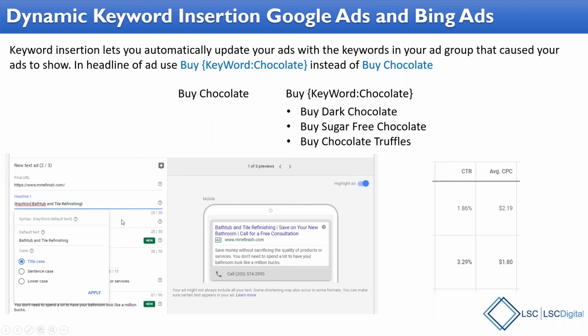Now, if whatever keyword search they did was too long, it would just default to that bathtub and tile refinishing, okay? Now, to the right, and this isn't even from this client because I didn't want to show any of their information, I wanted to keep it anonymous, here's a test between no dynamic keyword insertion and keyword insertion. And this is typical. Now, why is that?